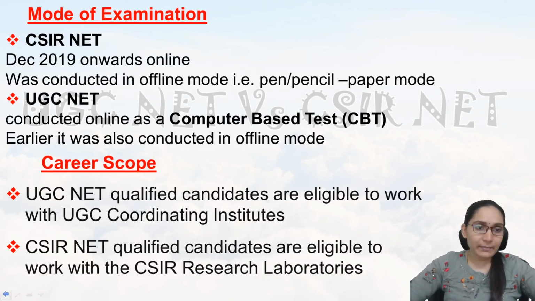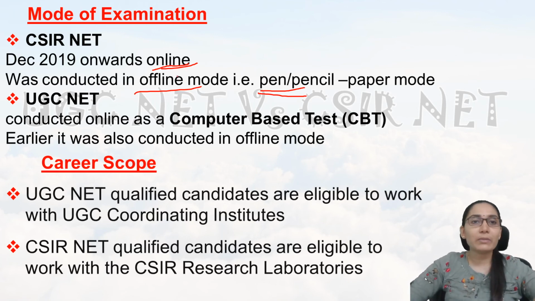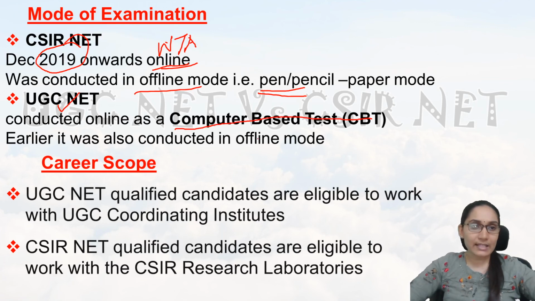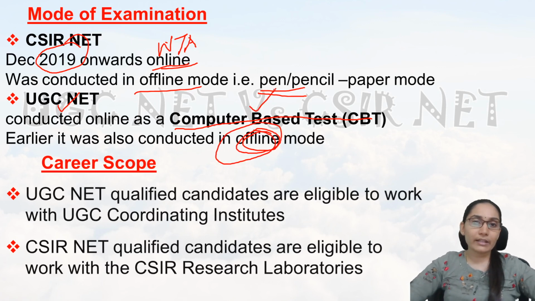Now the mode of examination. The CSIR NET is conducted online from December 2009 onwards. Before that, it was conducted in offline mode, that is pen and paper mode, where you had to bubble the OMR sheets. From December 2009 onwards, the NTA is conducting the exam, and now it has been shifted to online mode. And UGC NET is conducted online as a computer based test. Earlier it was also conducted in offline mode. Now it is conducted in online mode.